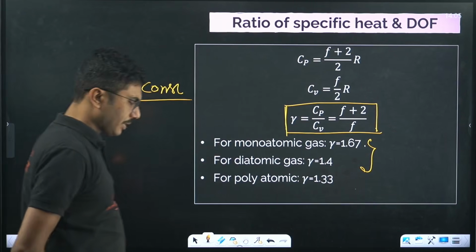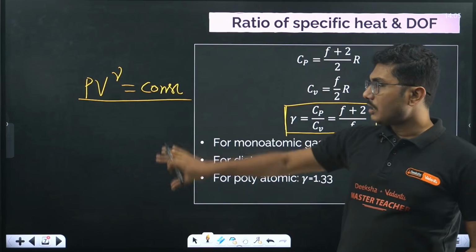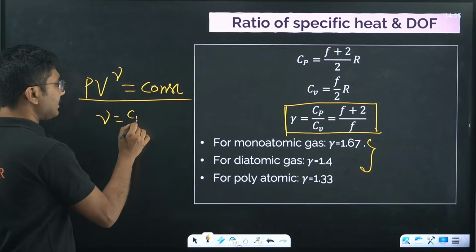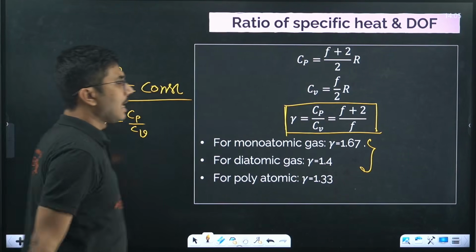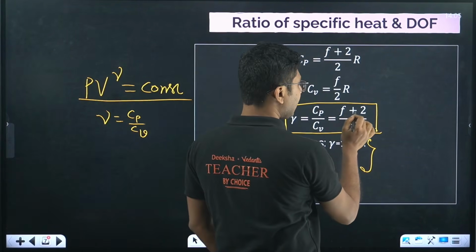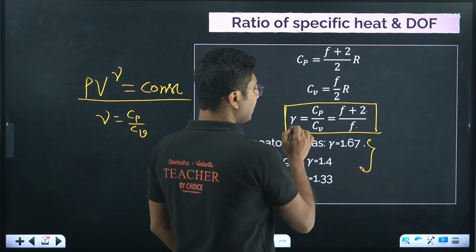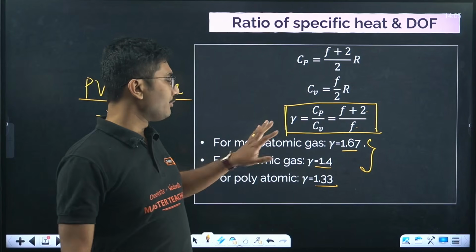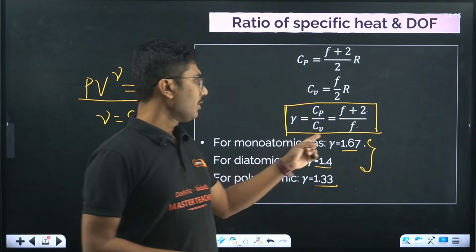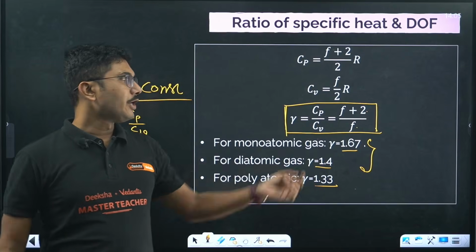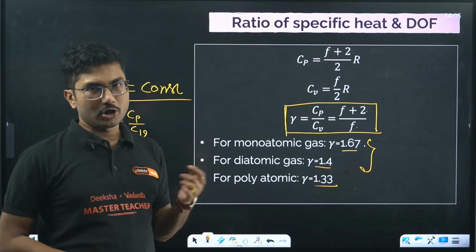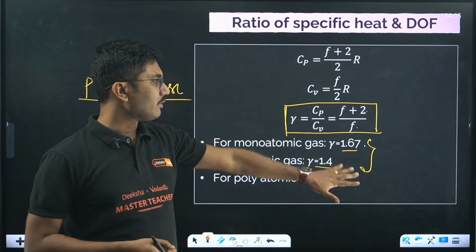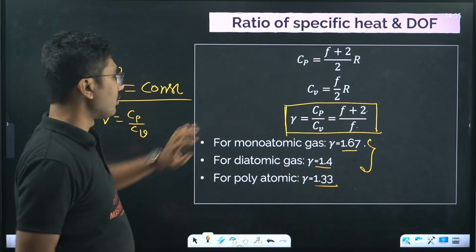So PV to the power gamma equals a constant for an adiabatic process. So similarly here, what is this gamma? Gamma is Cp by Cv, the ratio of the specific heats, and in terms of degrees of freedom it can be written as (F plus 2) by F. You can calculate gamma for monoatomic, diatomic or polyatomic, but you just need to remember the gamma value for monoatomic and diatomic. If you forget, and you remember the formula, you can put F as 3 for monoatomic and F as 5 for diatomic, and you will get this result. So this value is also important.